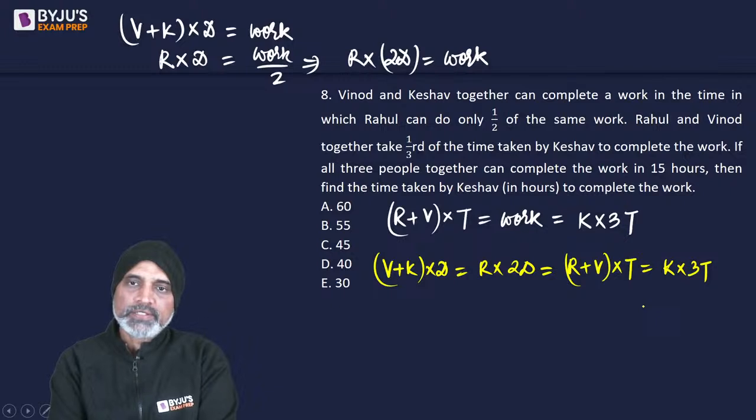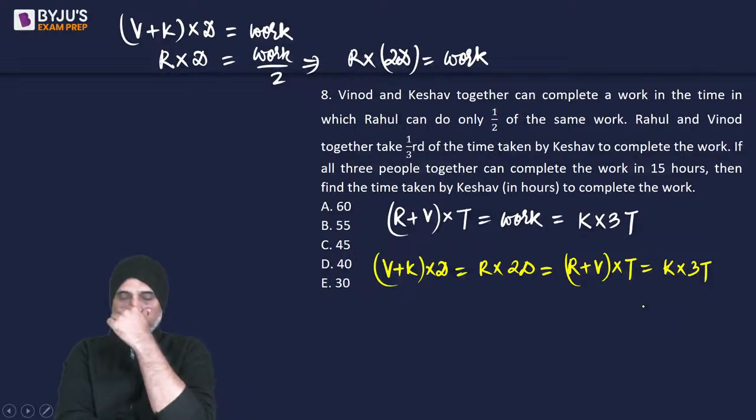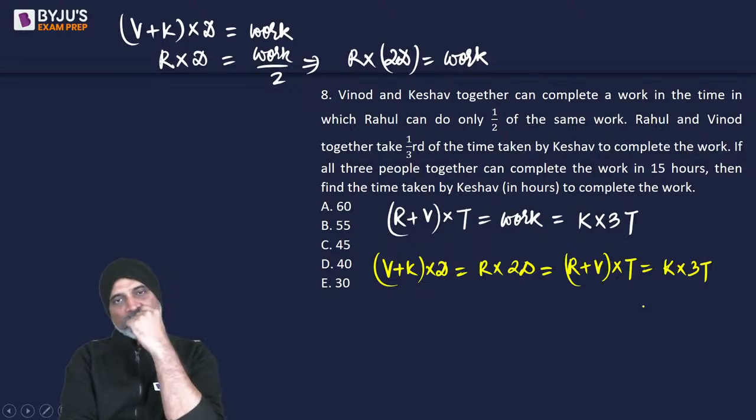From here, what can we do? Can we directly add and get an answer? No. If all three people can complete the work in 15 hours, all three together.